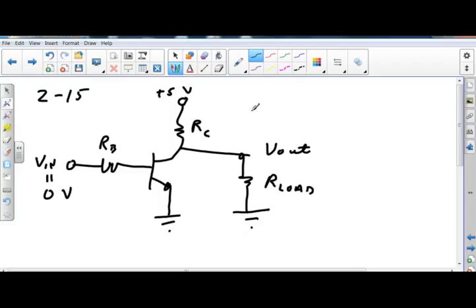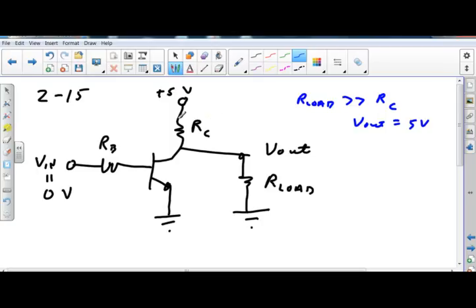Okay, so the issue is if our load is much bigger than RC, then V out is equal to 5 volts, about 5 volts. All right, but it wants us to make, what happens if we make RC really low? So what if we took this guy out altogether?